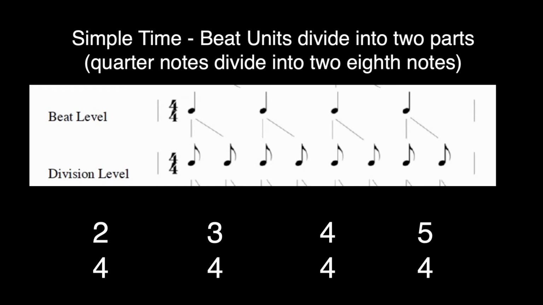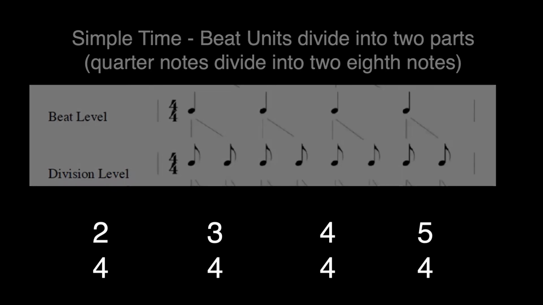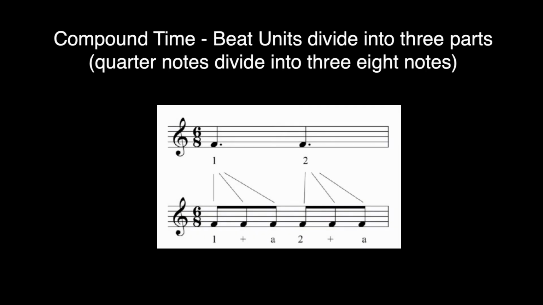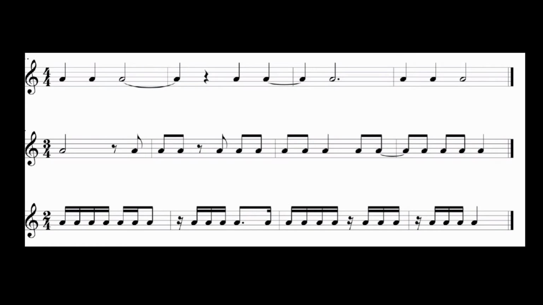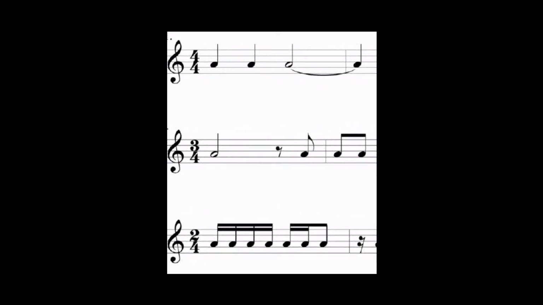Simple time signatures are in contrast to compound time, where the beat units divide evenly into 3 divisions instead of 2. Now, compound time will be discussed in a later chapter. In the simple time signatures we have seen up to this point, the bottom number has always been 4, indicating that the beat is represented by the quarter note. However, there are many other possibilities for simple time.